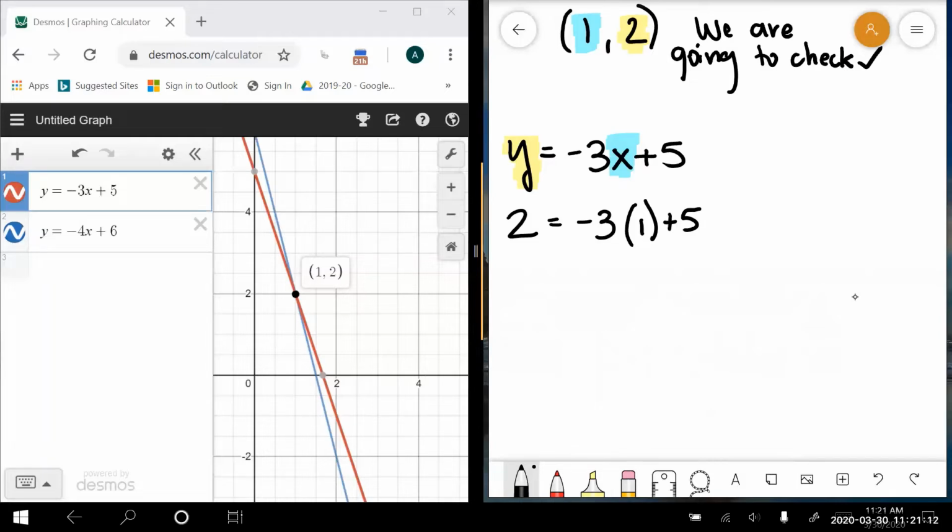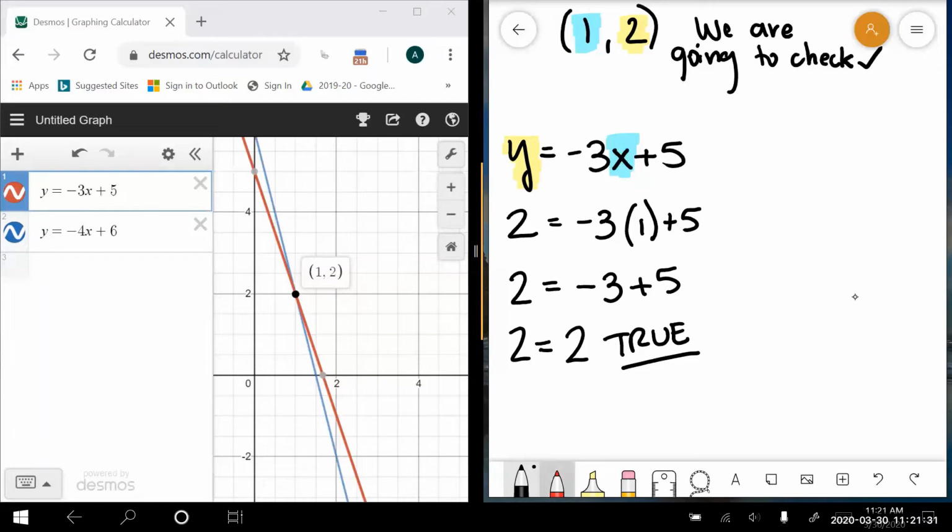So nothing's happening over here on the left. It's still just a 2. Negative 3 times 1 is negative 3 plus 5. Again, nothing's happening on the left, so that's just a 2. And negative 3 plus 5 is 2. And that is true. So we did a good job. Let's check with the second equation.